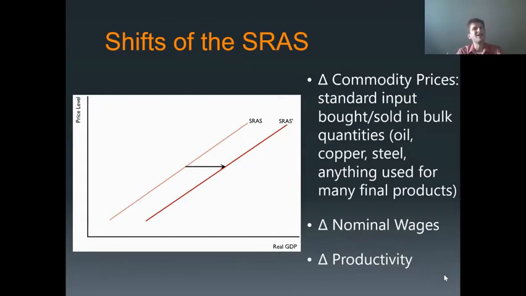Changes in nominal wages work the same way as commodity prices. So as nominal wages increase, your short run aggregate supply will decrease. As nominal wages decrease, your short run aggregate supply will increase. And changes in productivity in general. So if the economy for some reason gets more productive in the short run, your short run aggregate supply will shift to the right. Less productive, it will shift to the left.